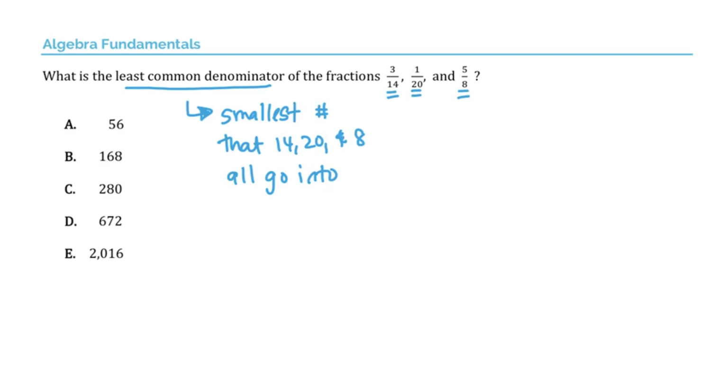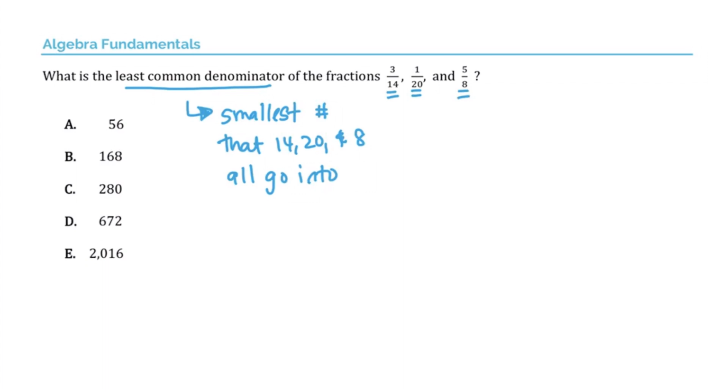Now, the other way to do it, which is the way I'm going to show you, is how to actually solve it algebraically. You can use that trick by testing the answer choices, but I do want to make sure that we review how to do prime factorization, because that is how you will actually find the smallest number that they all go into, which is also called the least common multiple.